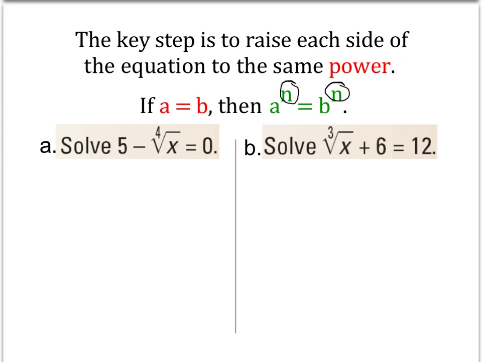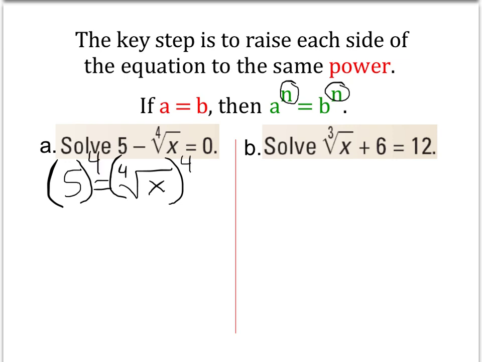So for example a, we have the equation 5 minus the fourth root of x equals 0. So the first thing we want to do is to get the x isolated on one side. So we isolate the fourth root of x. Now we want to isolate x. So I would raise both sides to 4. And when you raise both sides to the fourth, you're going to end up with x by itself on this side, but then 5 to the fourth will give you 625.